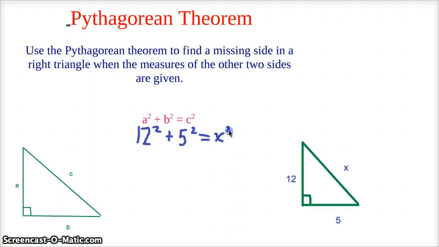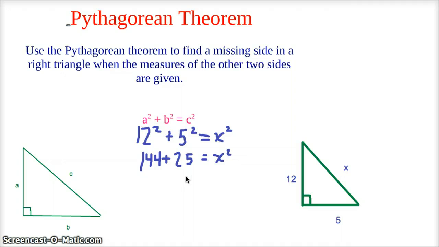So as I go to simplify this equation, the x is already by itself on the right-hand side of the equal sign, so I'm simply going to evaluate the left-hand side. 12 squared is 144, plus 5 squared is 25. And remember that squaring a number just means you multiply it by itself. And that should equal my unknown side squared.